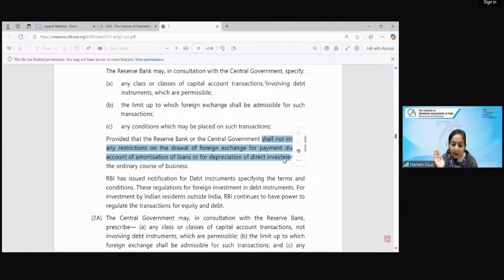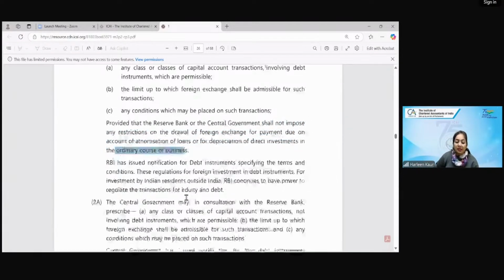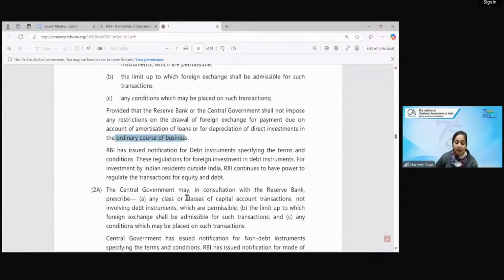No limit has been set up for amortization of loans, means paying off, repayment of the loan, or for the depreciation of direct investments in the ordinary course of business. Why? Because it is a current account transaction. When it uses the word ordinary course of business, it means it is a current account transaction.